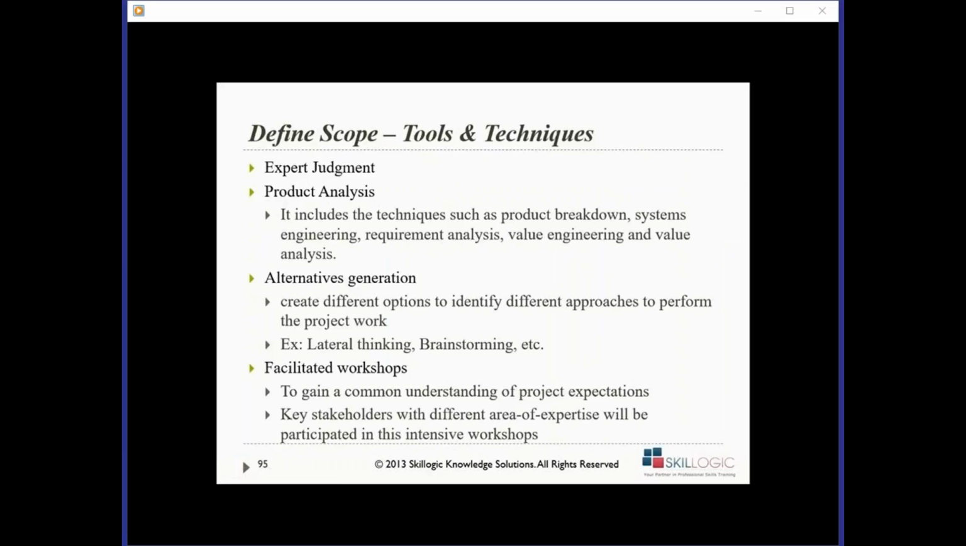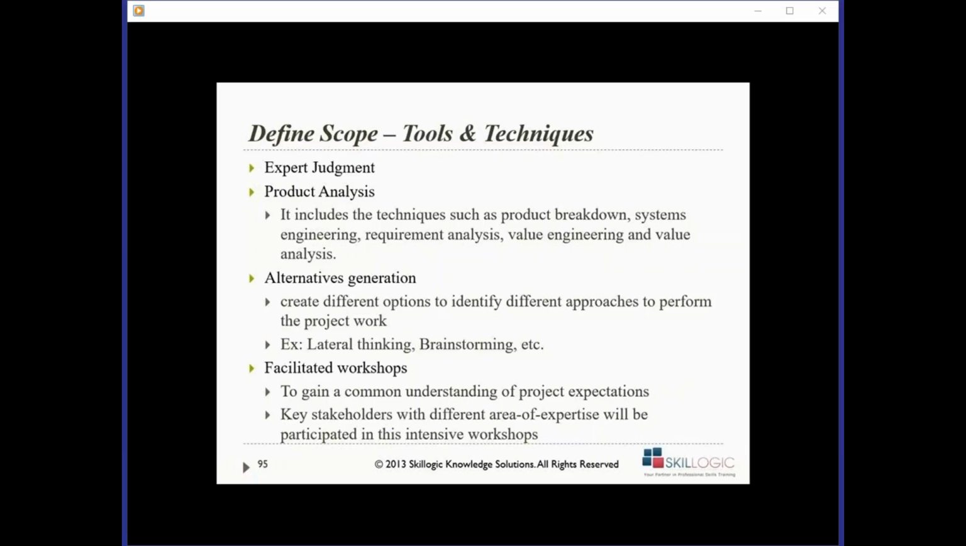What are these now? Product analysis, as I said, we can break down the product and understand the different components that the product is having, for example, system engineering, requirement analysis, value engineering, and so on. This will help me understand what the product should have for me to be able to deliver the product. Alternative generation is to create different options to identify different approaches to the project work. As we said earlier, different choice of vendors, choice of suppliers, choice of locations, choice of geography, all of that becomes my alternative generation.